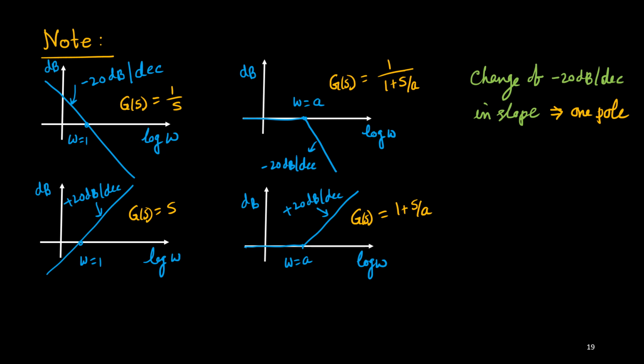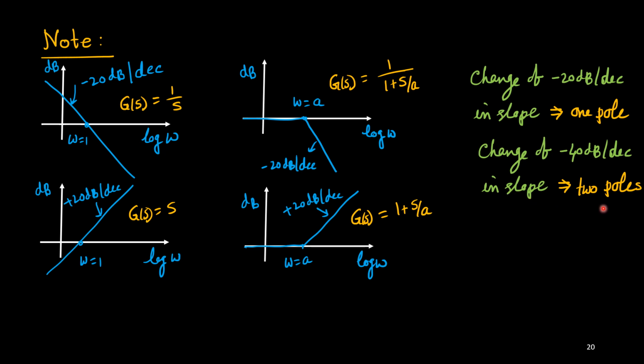Now if a figure is given, how to get the inverse thing, means the transfer function. You need to find out the change in slope. If there is a change of minus 20 dB per decade in slope, then obviously it is due to one pole, right? And if you find a change of minus 40 dB per decade in slope in some place, obviously it is due to two poles at the same place. Okay.